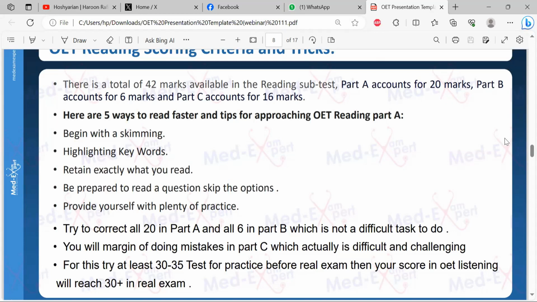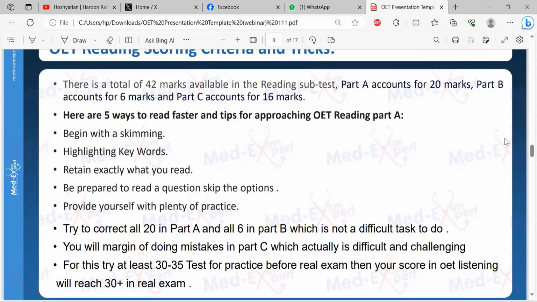So always begin with skimming. Skimming is the technique where you are just going through it like proofreading, whatever is written. Okay. Then you are going to highlight the keywords. For the reading, I must say that highlighting the keywords is a very, very important method. Furthermore, there is also a method called the elimination method.